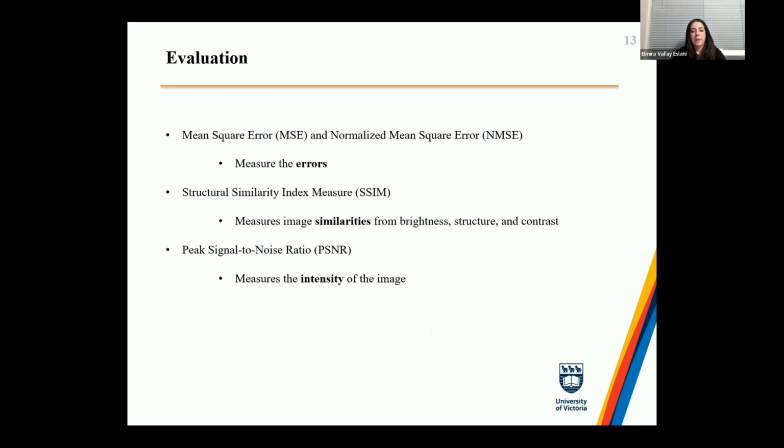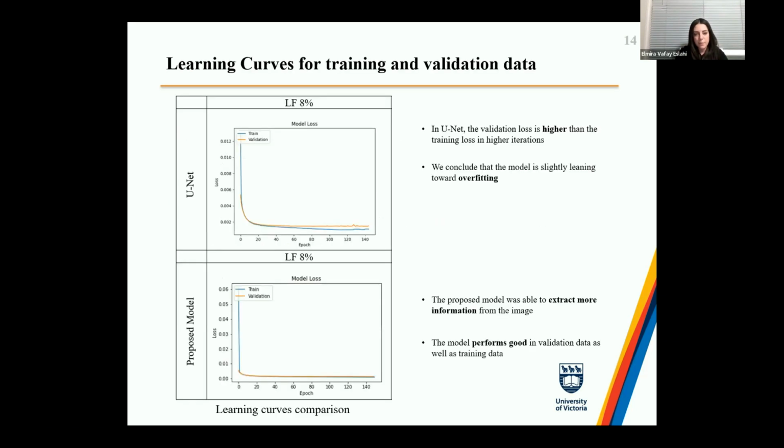And also the third one is the structural similarity index measure, or SSIM, which measures image similarities in terms of brightness, structure, and contrast. So in this case, for this metric, the higher the value, the better and more similarity between the reconstructed image and the original image. And the last metric is peak signal to noise ratio, which we call PSNR, which measures the intensity of the image. Again, for PSNR, the higher the value, the better the quality of the image.